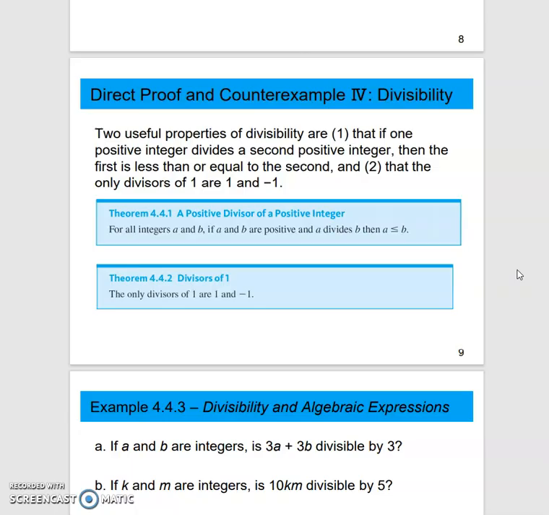All right, so we're going to start with 2 theorems. I do not have the proofs at this point. We are not going to hit those in this class. So here we're just going to give them. For all integers a and b, if a and b are positive and a divides b, then a is less than or equal to b. And the only divisors of 1 are 1 and negative 1. So again, we are just going to give you those.